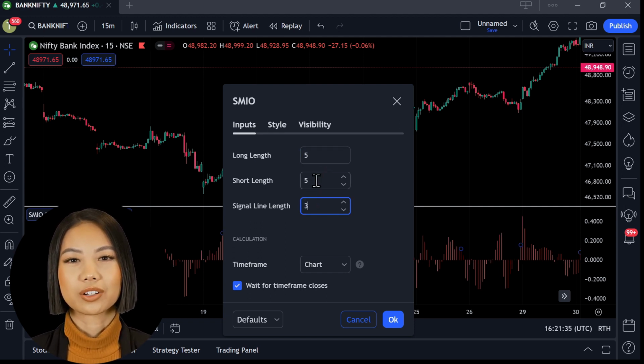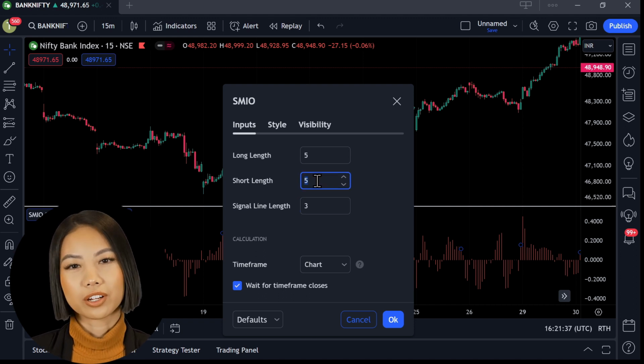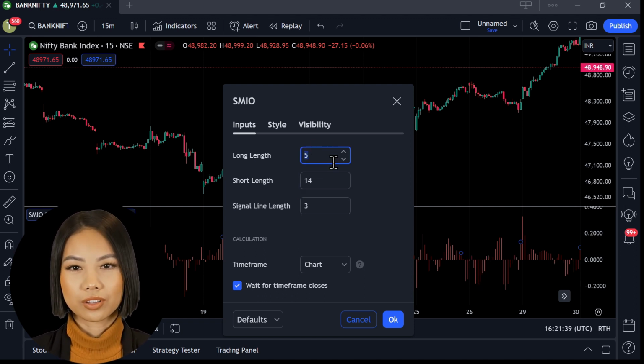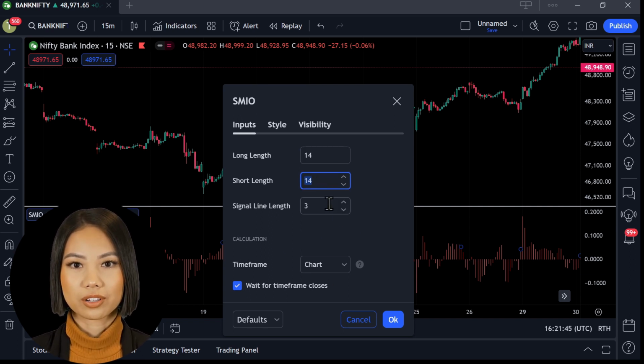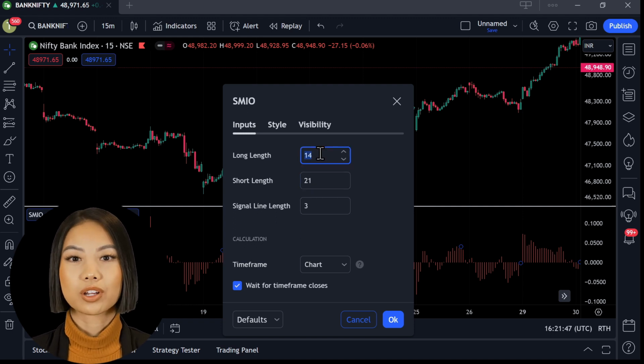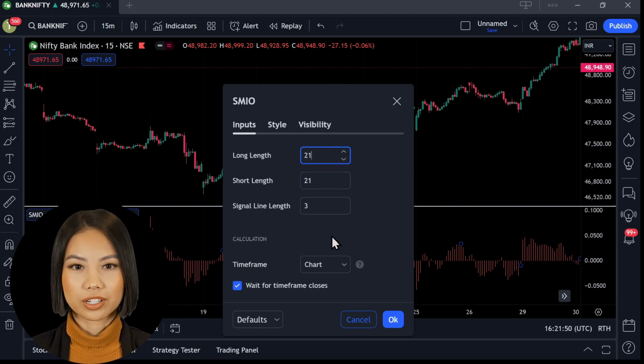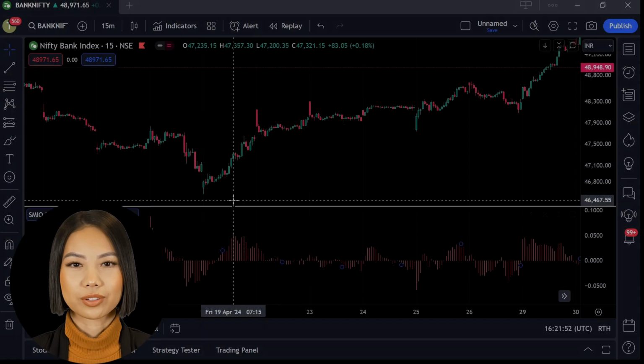For swing trading, a medium period, like 14-14-3, helps capture medium-term trends. For long-term trading, use a longer period, such as 21-21-3, to filter out noise and focus on significant trends.